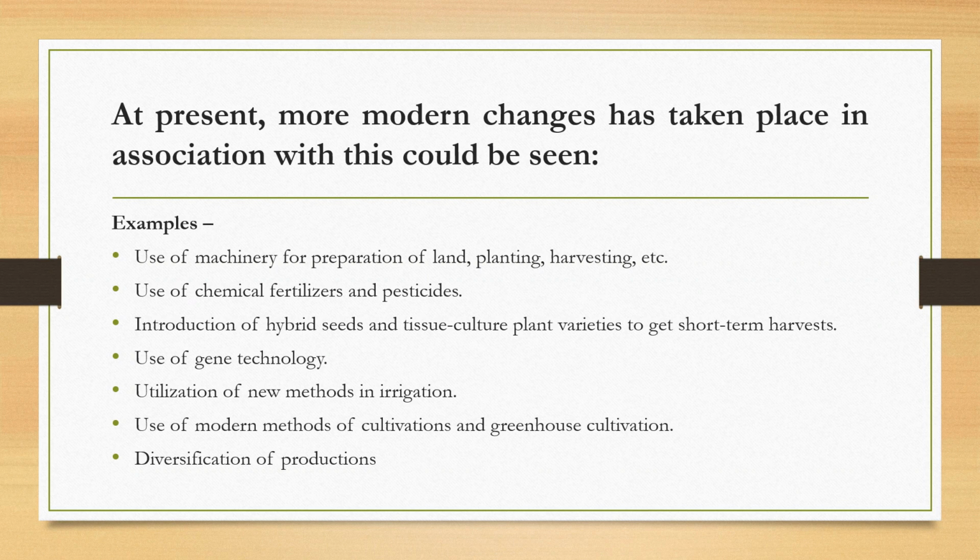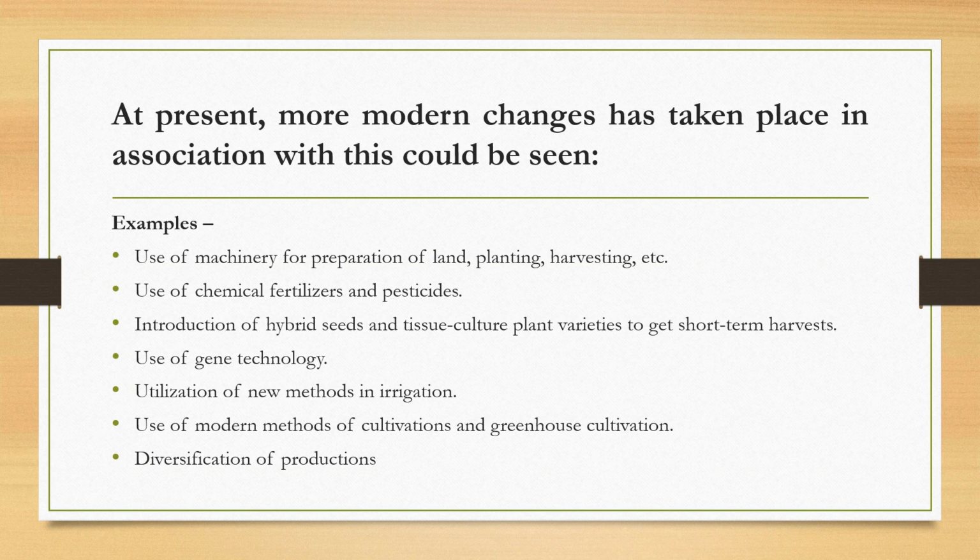And the third one, introduction of hybrid seeds and tissue culture plant varieties to get shorter harvests, right? So in the early days, our farmers had to wait for a long time in order to get a harvest. But nowadays they introduce hybrid seeds, and this will bring a quick harvest. Within a shorter period, they can get the harvest.